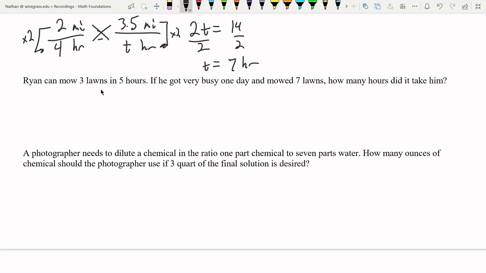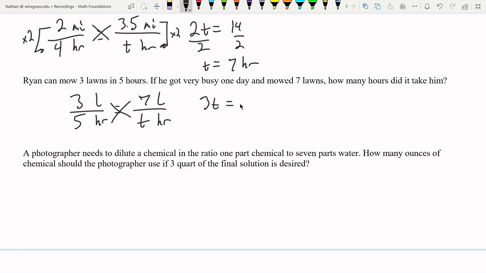Okay, Ryan can mow 3 lawns in 5 hours. If he got very busy one day and mowed 7 lawns, how many hours did it take him? So 3 lawns in 5 hours equals, we know he mows 7 lawns, so this is going to be our time in hours. 3 times what is 7, 3 times what is 5. That's not apparent to me, so I'm just going to cross multiply.